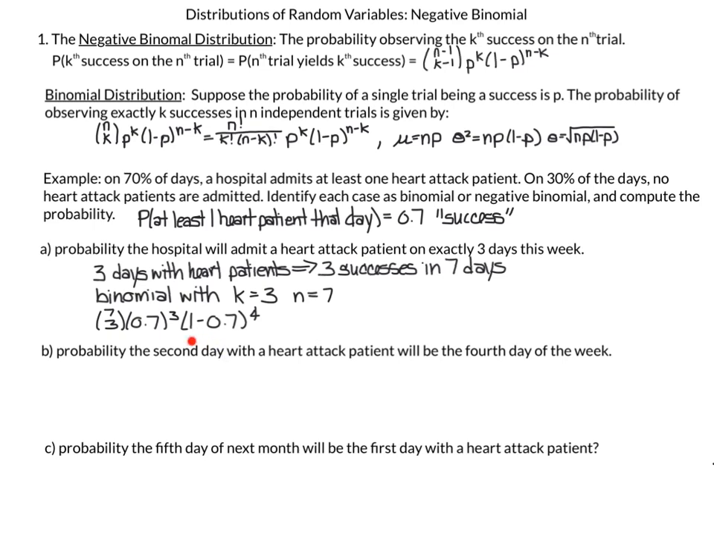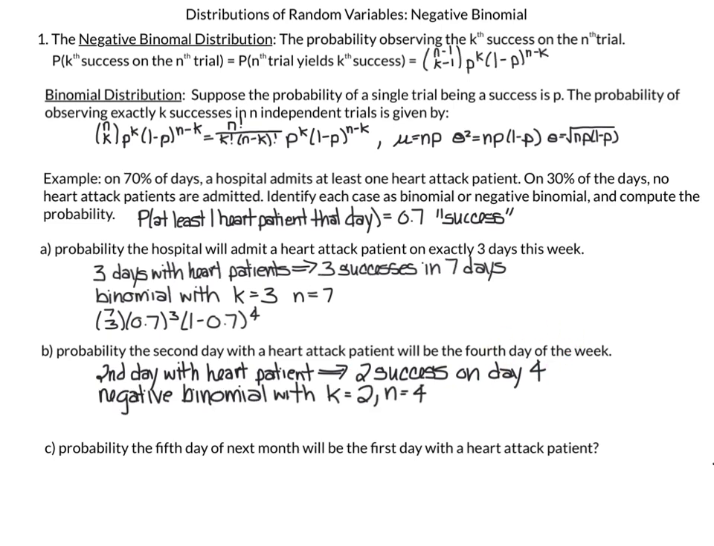So it's like we're looking for 2 successes, the second day with a heart attack patient. And we're predicting what day of the week that will be, how many trials it will take. So we're saying the second day with a heart attack patient, that's 2 successes by day 4. So this is a negative binomial distribution with k equals 2, the number of successes. Number of trials is equal to 4.